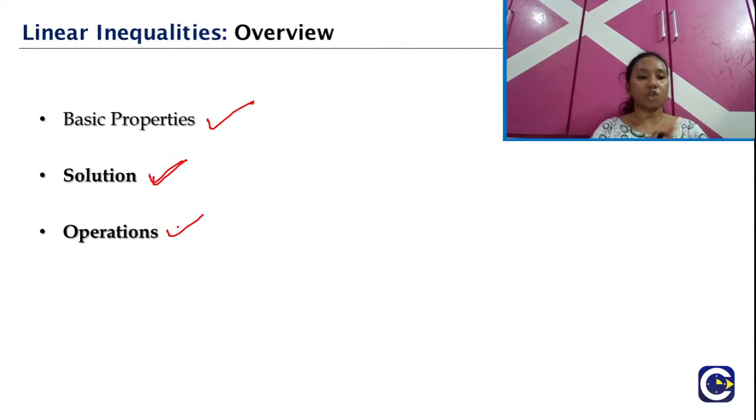So what are these operations? If a linear inequality is given, we know how to find the solution. By applying our basic properties, it is easy for us to find the solution of our linear inequalities. So then comes our next step, that is operations.